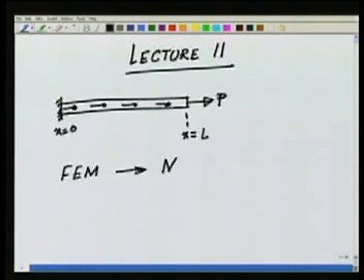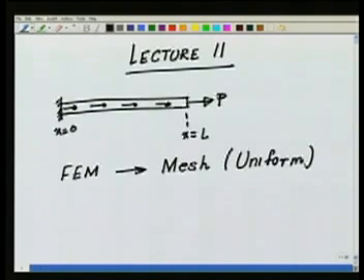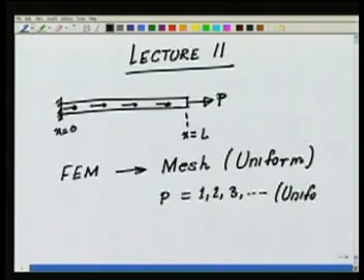a mesh, and for this we had made a uniform mesh. And take approximations of order P. P could be 1, 2, 3, anything. And this was uniform approximation. That is, all elements had the same P order of approximation.